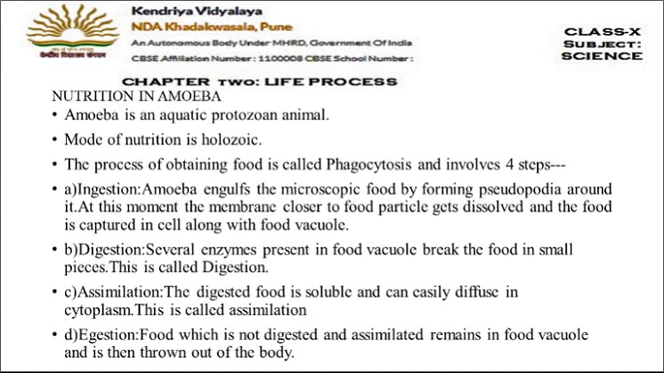And the last step is egestion. Egestion means food which is not digested will remain in the food vacuole. Then that food vacuole will move towards the border of the cell and rupture there, and the undigested food will be thrown out of the body. This is called egestion. So that's all for nutrition in amoeba.